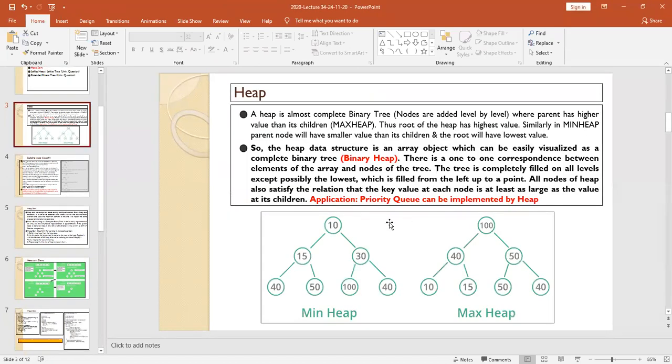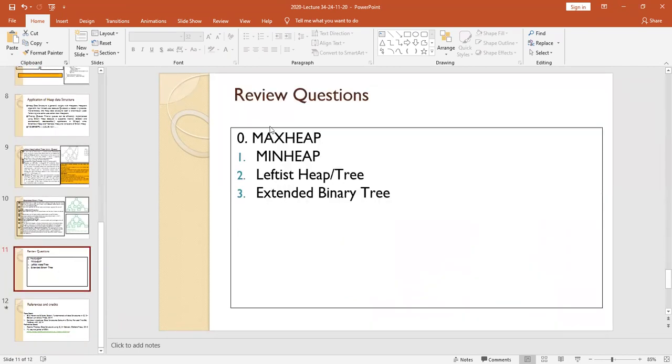So come to the max heap condition here. You can understand: min heap means the parent has a lesser value than its children, we call it a min heap. If the parent has a greater value than its two children, we call it a max heap. So if the parent is greater than children, it's called a max heap. If the parent is lesser than children, it's called a min heap.